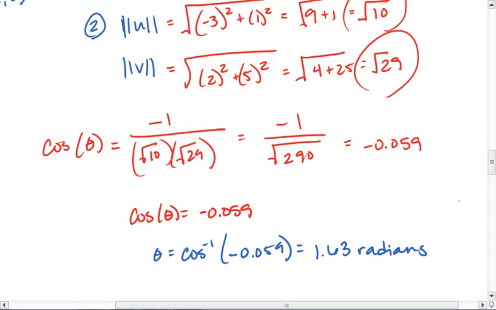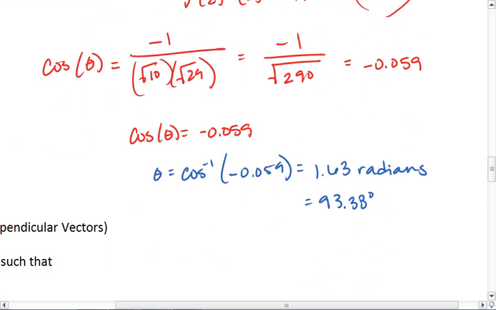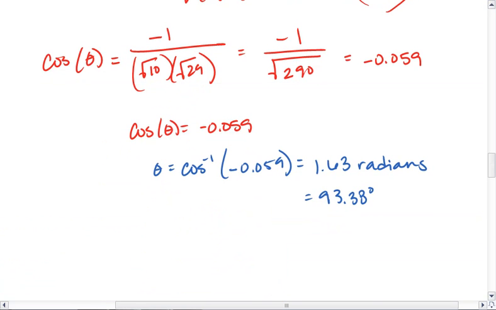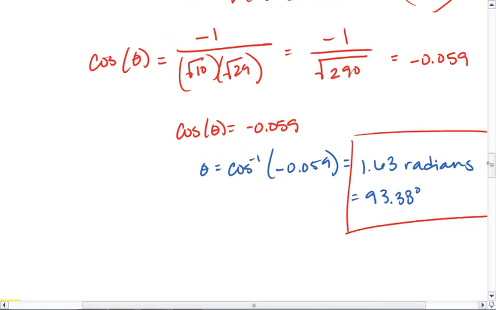Or, if I want to be in degree mode, I get approximately 93.38 degrees. I will accept either answer, as long as you include units and tell me that either theta is 1.63 radians or theta is 93.38 degrees.